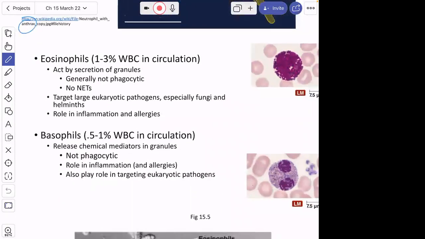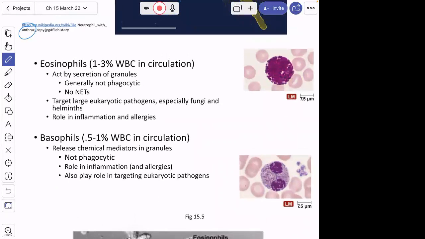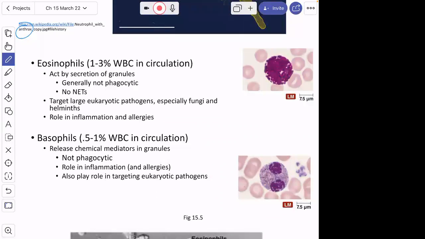Okay, and just, I know our time is short here, but the other 2 types of granulocytes are the eosinophils and basophils. I put them together here on one screen because their function is quite overlapping, and we don't have very many of either one. We know that both of them are primarily acting by secreting the granules, and they're generally not phagocytic. There may be some exceptions to that, but generally they're not. They don't use the nets.